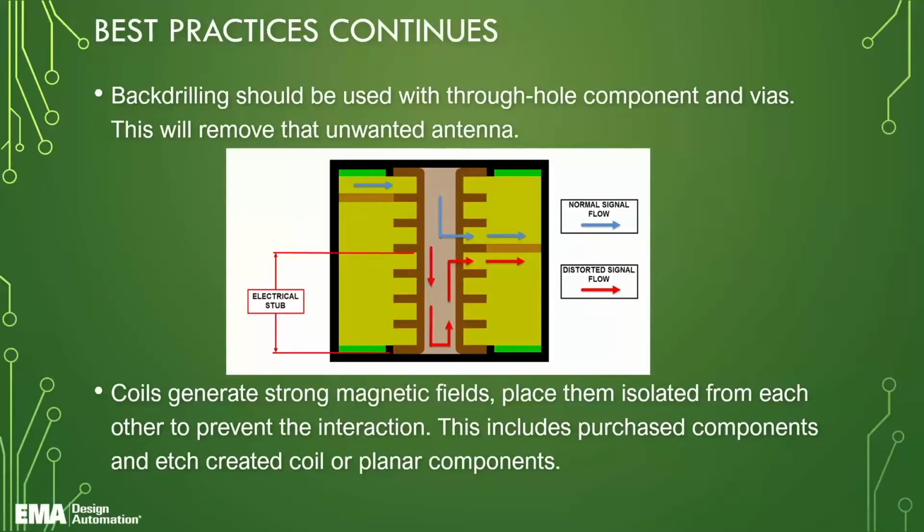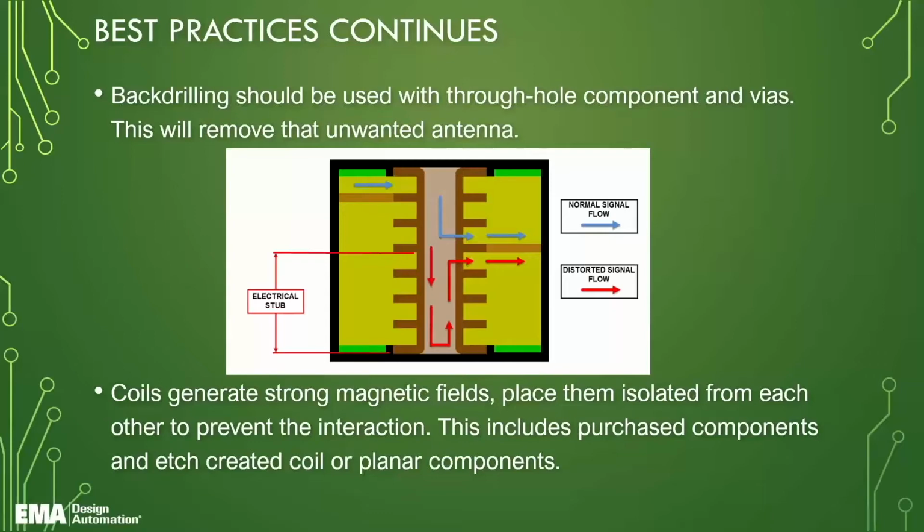So you have to use through-hole components and vias that might be going all the way through the board. In this case, we want to do some back drilling. We want to get rid of that unwanted antenna. What we're showing here in this diagram is the signal flowing as a normal signal flow, and the rest is really a distortion to that signal because it becomes an antenna out there. We want to back drill and alleviate that antenna in there.